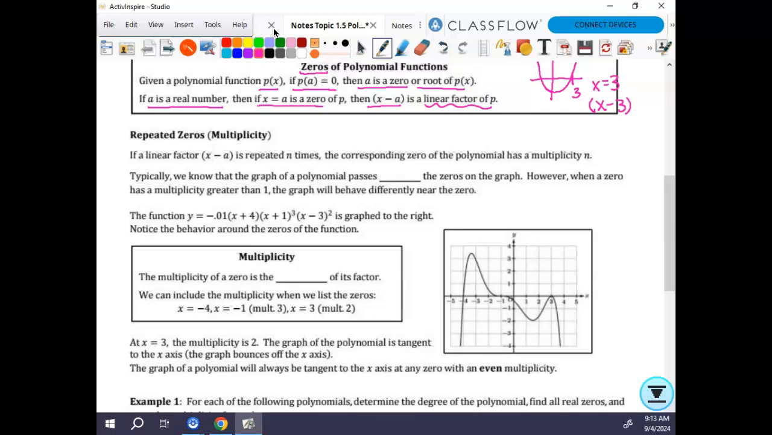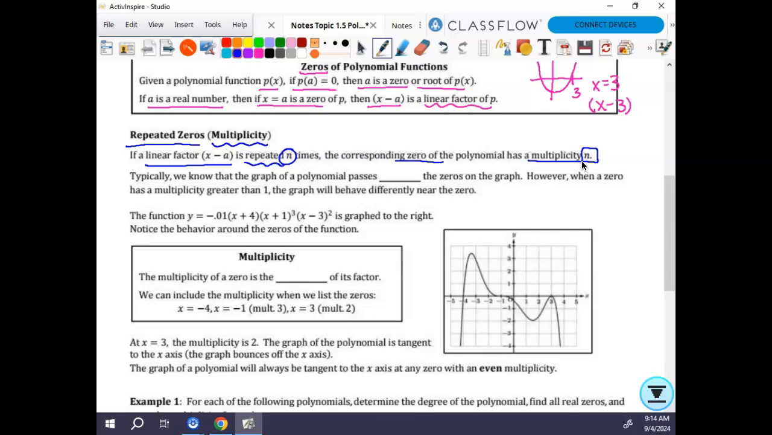I'm sure that you have seen repeated zeros. I don't know that you've officially used the term multiplicity. If a 0 happens more than once, it could be a double root, a triple root, something like that, then it has multiplicity, right? Fancy word, doesn't really mean anything fancy. But if I have this linear factor x minus a, if it's repeated n times, then the corresponding 0 has a multiplicity of n. And don't worry, I will explain that a little bit better. But again, we have to have official words sometimes.